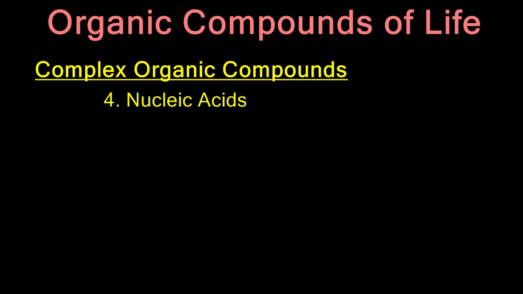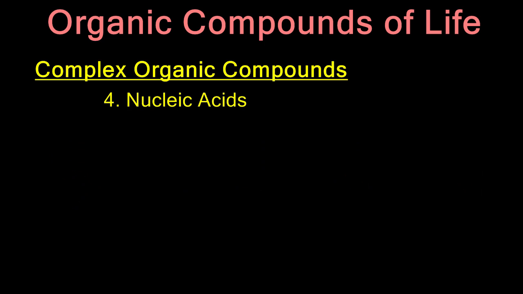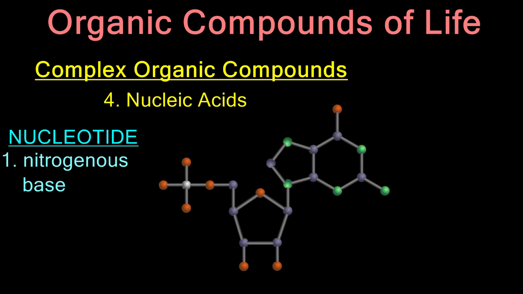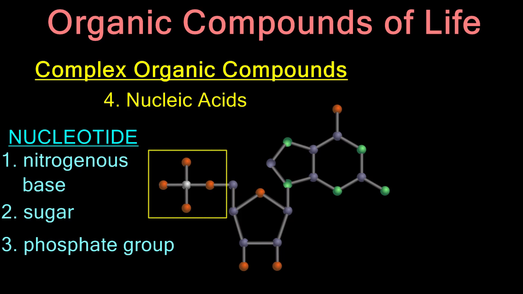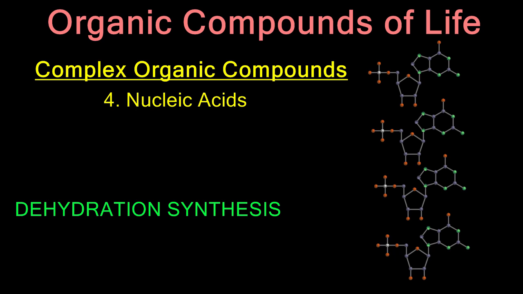Nucleic acids are composed of the bioelements carbon, hydrogen, oxygen, nitrogen, and phosphorus. The building blocks of nucleic acids are nucleotides. Nucleotides have 3 parts: a nitrogenous base, which contains nitrogen, a 5-carbon sugar, and a phosphate group, which contains phosphorus. Nucleotides are strung together by dehydration synthesis reaction. Each time a link is formed between 2 nucleotides, 1 water molecule is released.